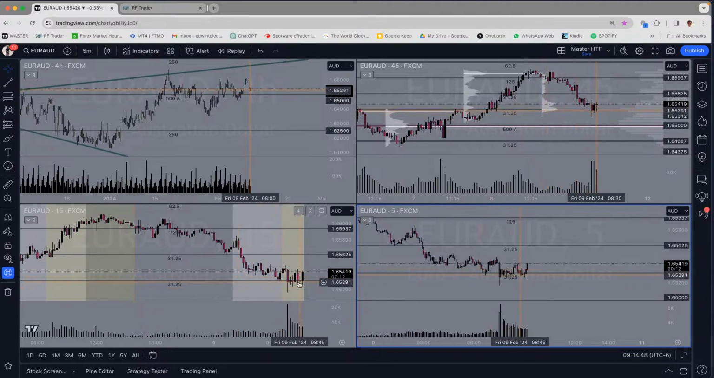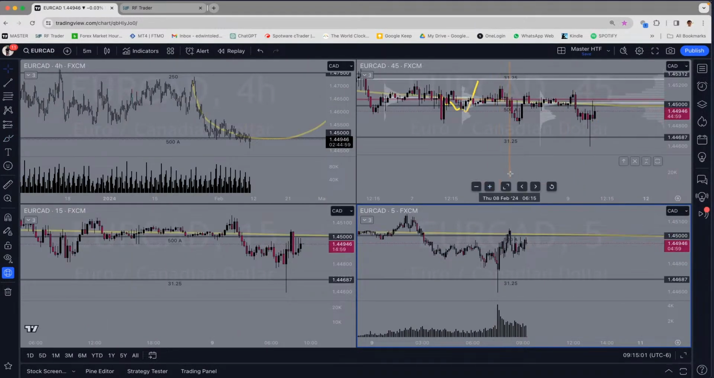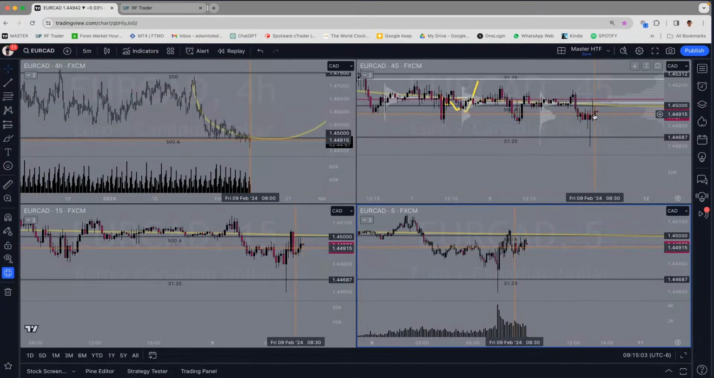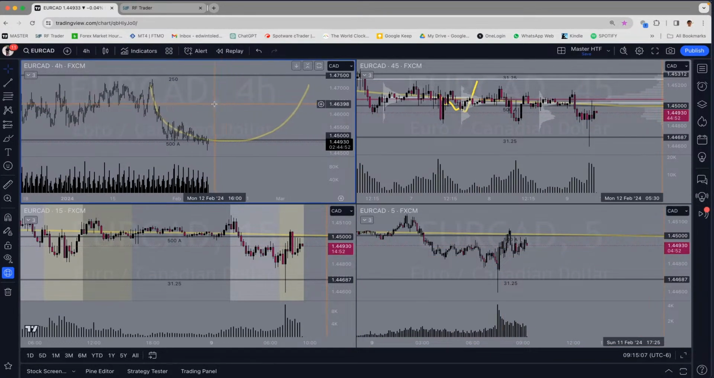It started already. Nice entry was over here. If price is nice enough to come back to this area today, we are definitely going to buy. But I love this one. The candle is present. That kind of formation is working.